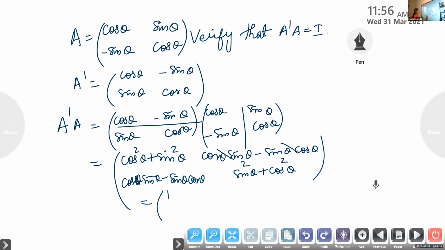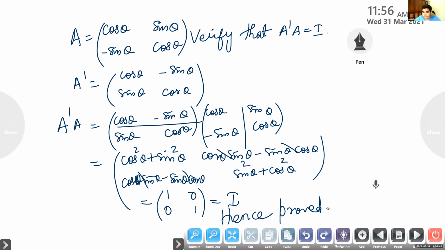Look at this. These two will get cancelled. You will get 0, 0, 1. So we are getting an identity matrix, which is equal to I. Hence we have proved A dash A is equal to I. Is it okay, children? Is it clear?